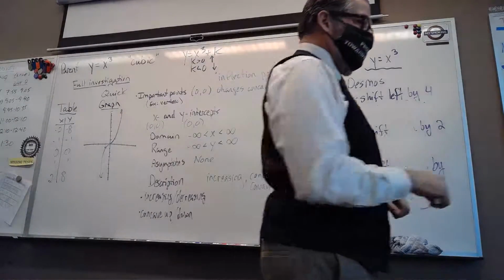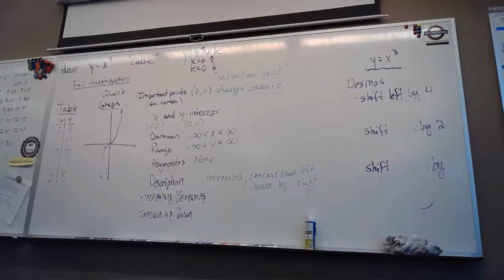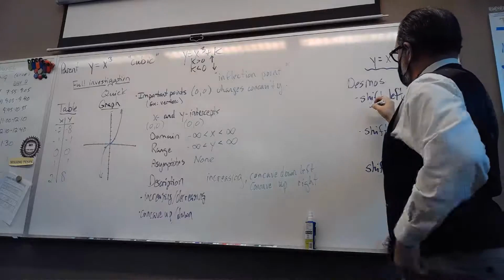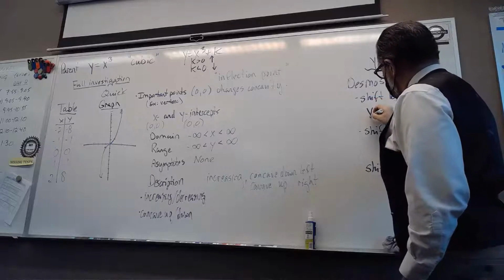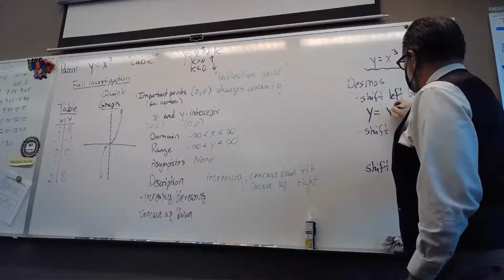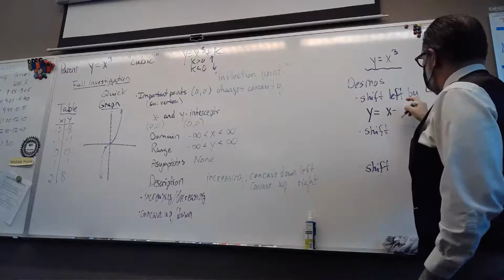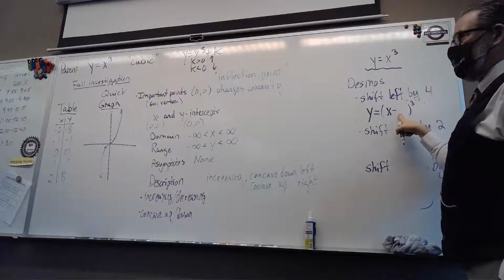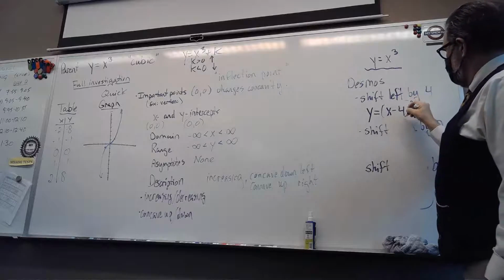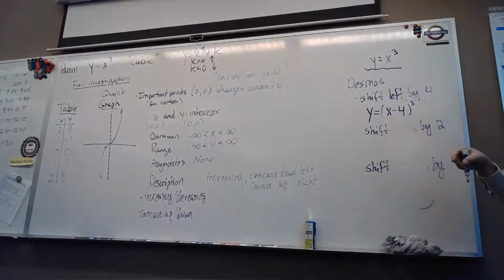All right, left by 4. Let's see what we got. Let's see who's got it. Daniel, what you got? Y equals x minus 8. Oh, but I want to do left by 4. What do I have to put in there instead of h? That would be 4. X minus 4? Is that going to make it move to the left? Everybody type in x minus 4 cubed and tell me which direction it moves.